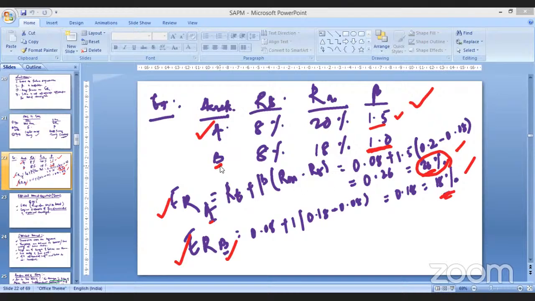If I am picking asset B, I am getting 8%. If I am picking asset A in my portfolio, I am getting a 26% rate of return. Side by side, you also have to consider the risk. In asset A, what is the risk? 1.5. In asset B, what is the risk?